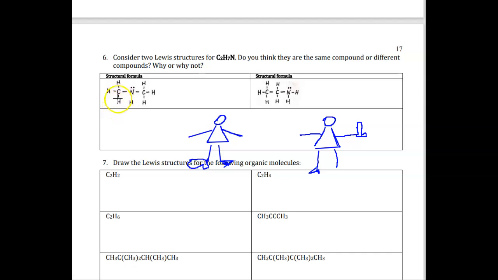So we can see here that carbon is bonded with nitrogen, and then nitrogen is bonded with carbon. And here we have a different order. So carbon, then another carbon, and only after that nitrogen. And the polarity of these molecules will be different, and the shape will be different. So yes, they are different compounds because of different structure.